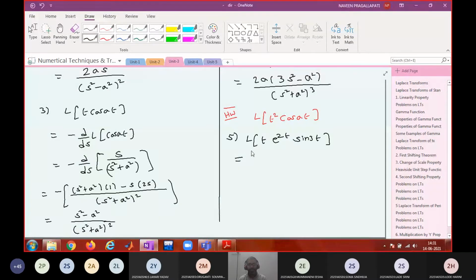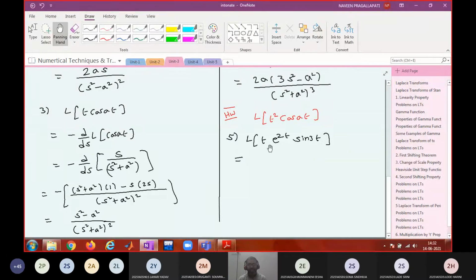You can see it as t into a function of t. That is, if you see it like that, then you have to apply the multiplication by t property. But is there any other way? e power 2t into e power 3t into f of t form. Okay, and f of t is what?